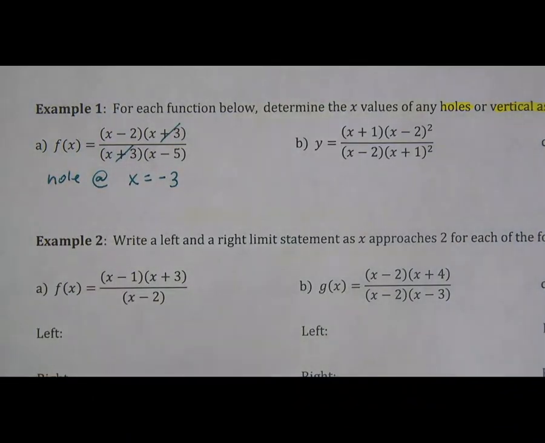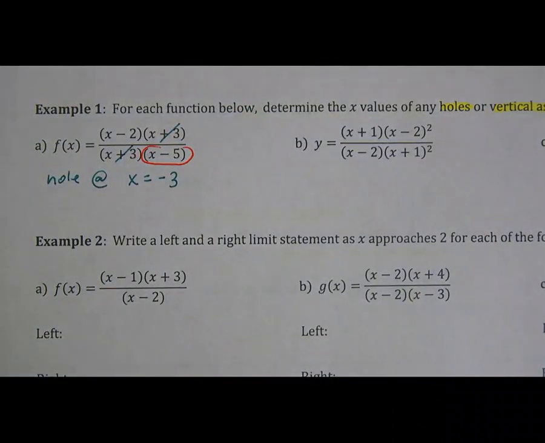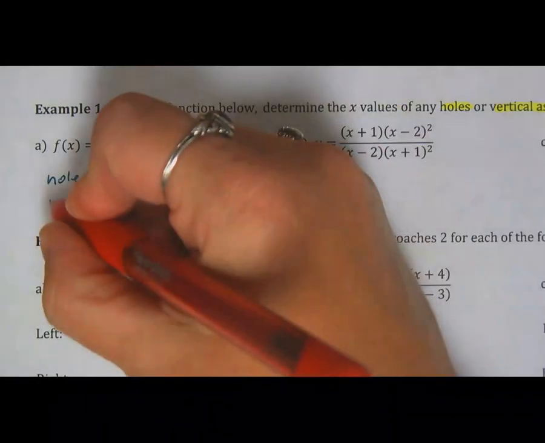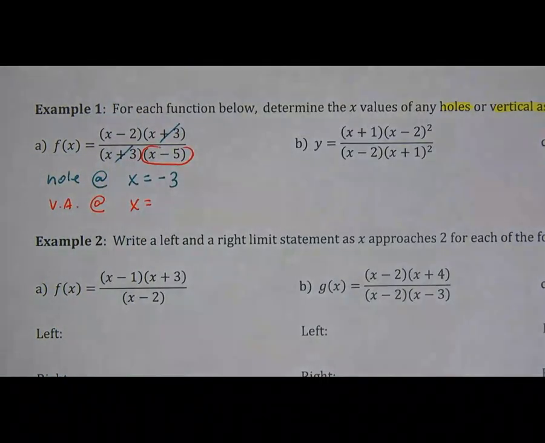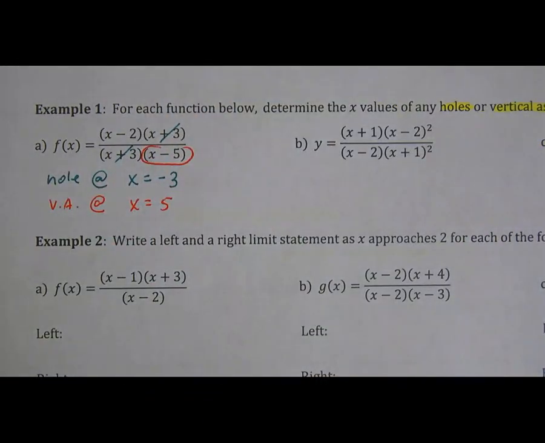Is there anything left in the denominator that did not cancel? Okay. Then that means, just like with our sign charts, we would never, ever want to plug in a 5 because it would create a 0 in the denominator. But because that didn't cancel with anything in the numerator, we say that this graph has a vertical asymptote at 5, at the x value of 5.